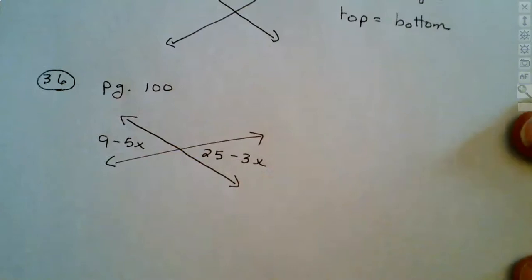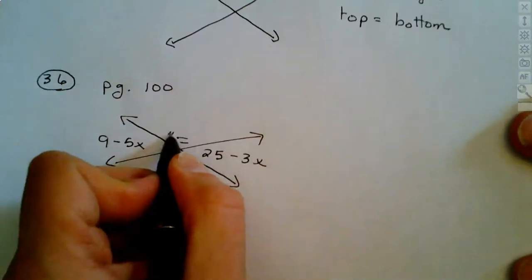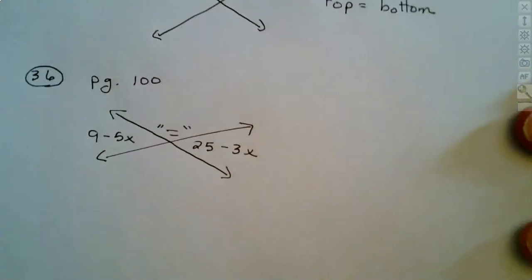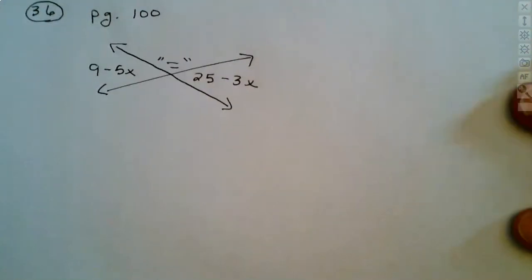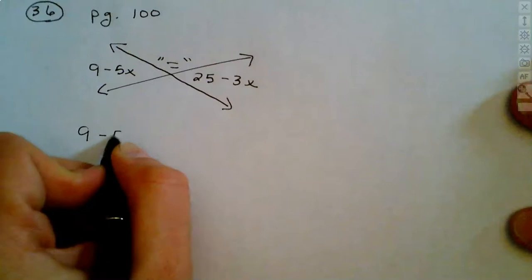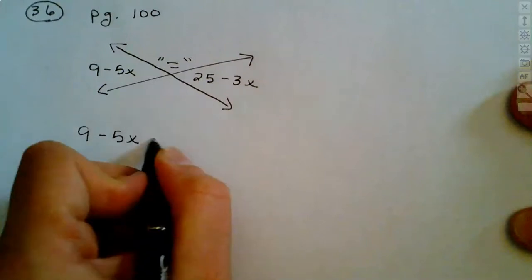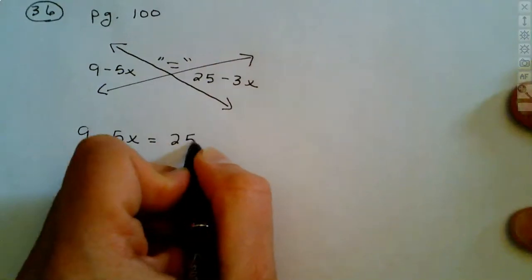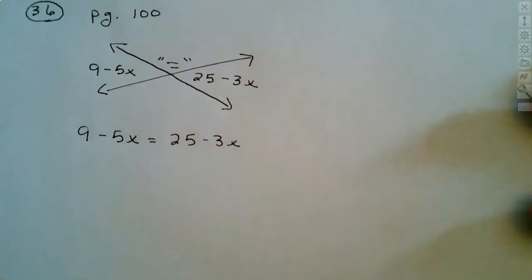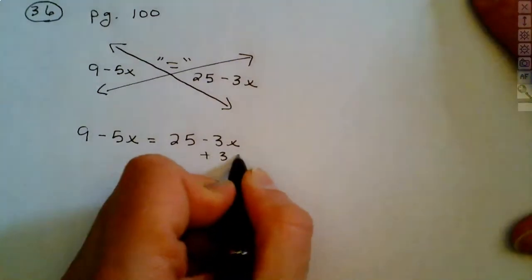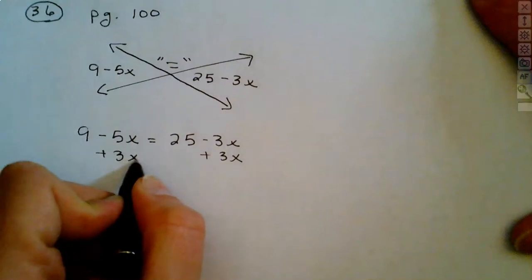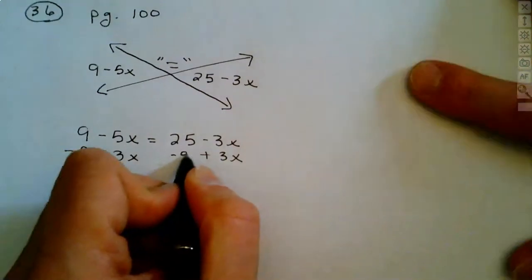So what do we know? We know they form an X. These are vertical angles. So those equal. So our equation is simply then 9 minus 5x equals 25 minus 3x. And now we can simply solve it. We'll find our x, but x is not going to be our answer. We have to take it and plug it back in. So I'm going to add that 3x over and move that 9 over at the same time.